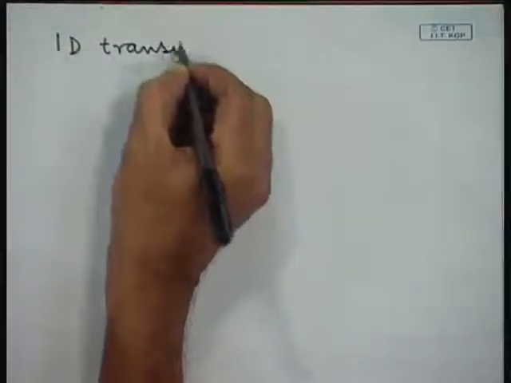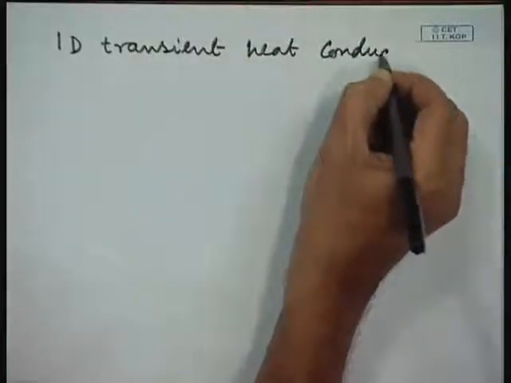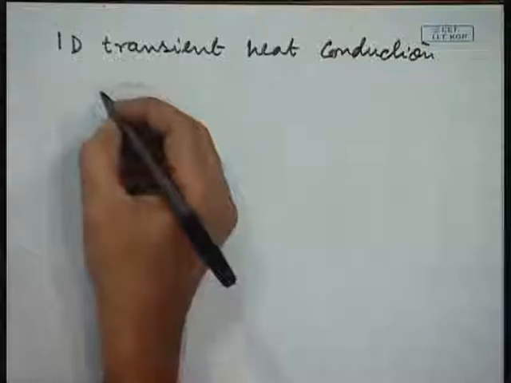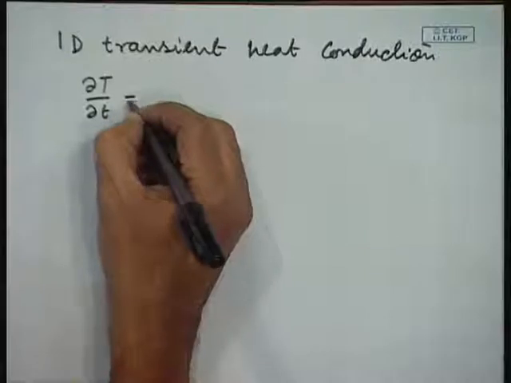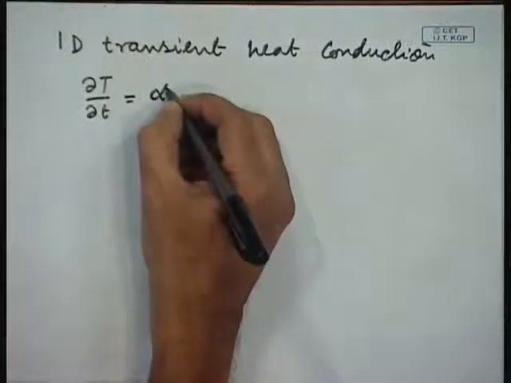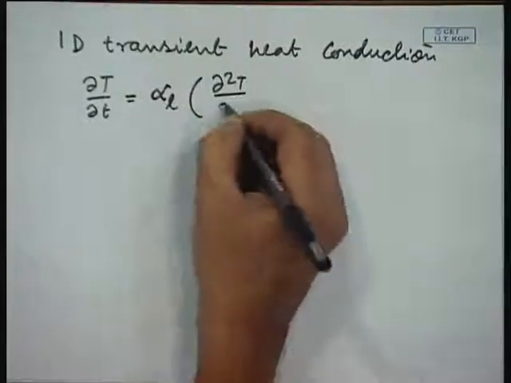So, as I have told, for the heat transfer controlled growth, we are analyzing considering one dimensional transient heat conduction. So, 1D transient heat conduction, we have dT/dt is equal to alpha, this is the thermal diffusivity of the liquid, times d2T/dy2.